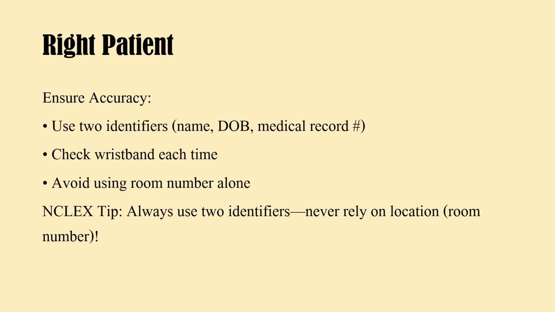The right patient requires verifying 2 identifiers, name and birth date, or name and medical record number. It also requires double-checking wristbands without relying on room numbers alone, an essential step the NCLEX frequently tests.